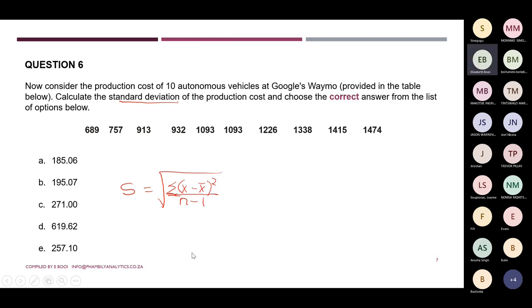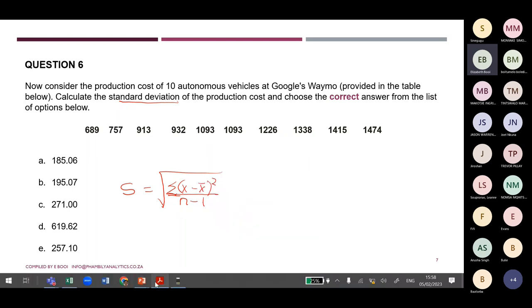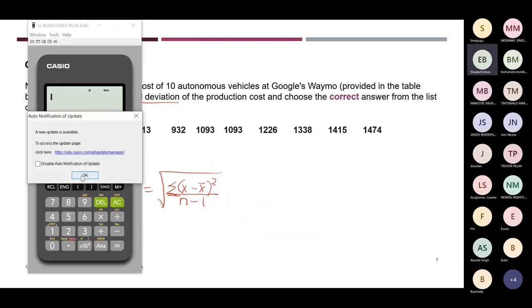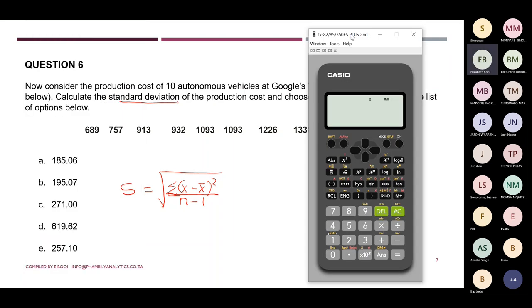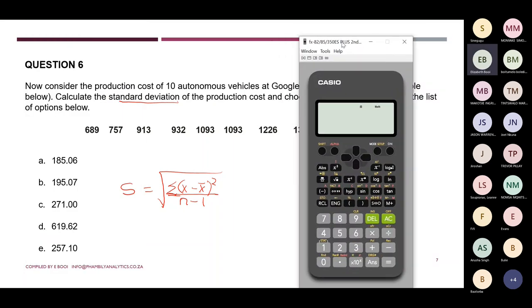If you are using a Casio calculator, I hope you do have that, you need to capture your data. I'm going to start by putting the calculator in stat mode. Mode 2. And we're looking for 1-Var. And we're going to put in the data. 689, Enter. 757, Enter.